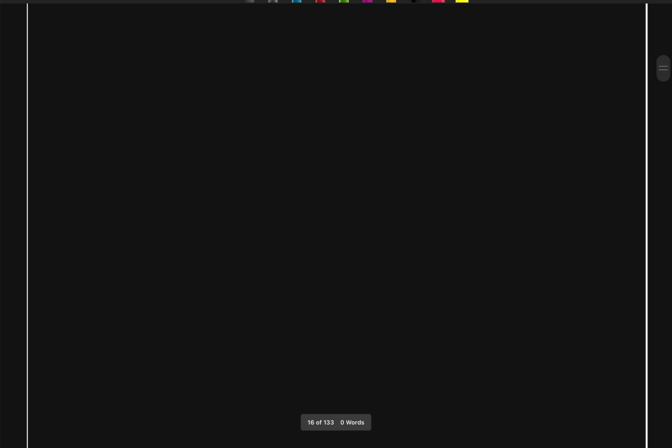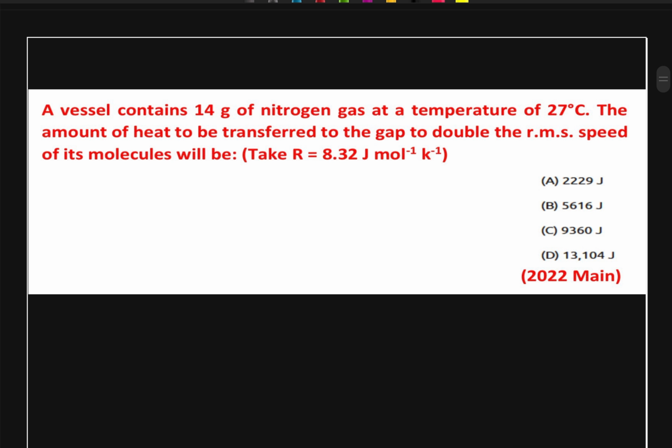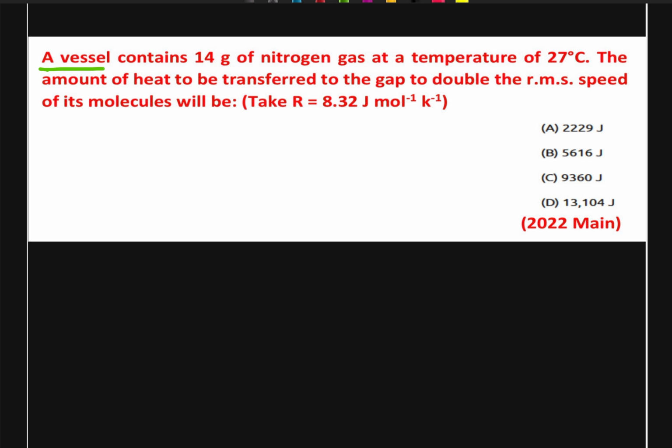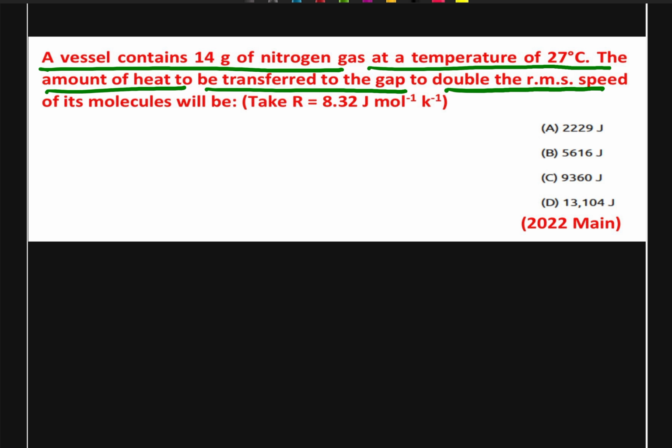Next question. It states that a vessel contains 14 gram of nitrogen gas at a temperature of 27 degrees centigrade. The amount of heat to be transferred to the gas to double the RMS speed of its molecules will be, take R as 8.32. So we want the RMS speed to double, so we need to find the amount of heat that is required.